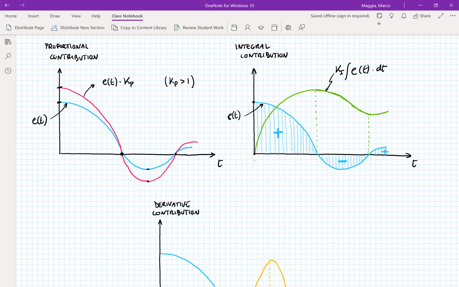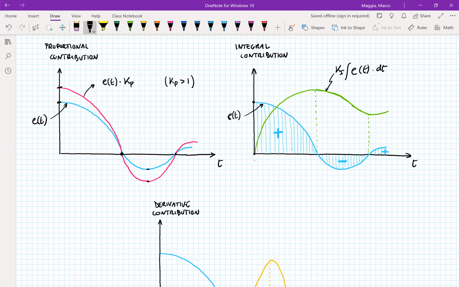And then when the error function drops into negative parts, we have to subtract a portion of the area. So the contribution to the integral part decreases until the error function is positive again. Then the contribution of the controller starts increasing again.